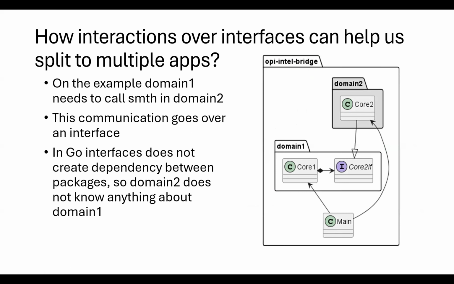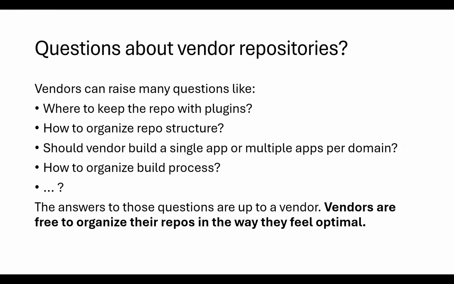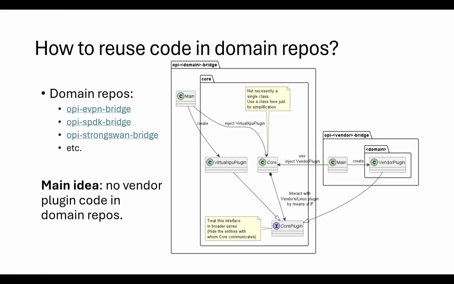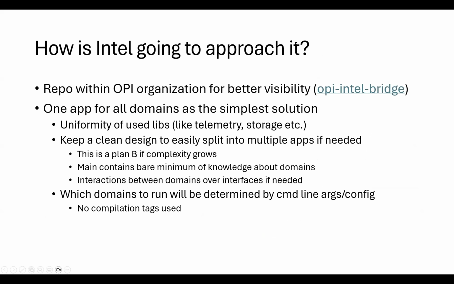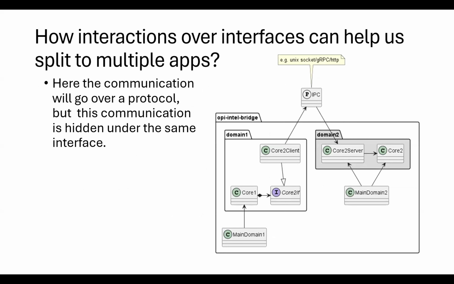And basically that's all. Probably I'd like to get back a bit and say again that the only thing OPI would demand is no vendor plugins in these domain repos. And what I've been talking about here is just an Intel approach, and other vendors may decide differently. That's all. Any questions?